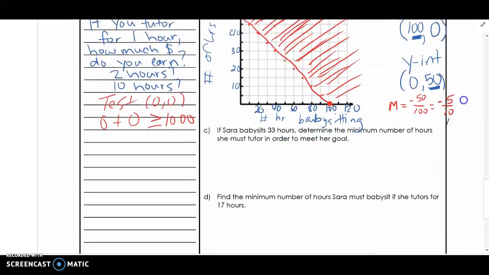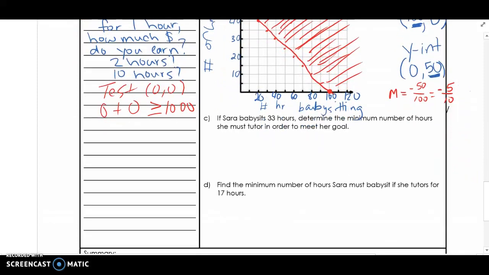Using the graph or the inequality, we can answer questions C and D. If Sarah babysits 33 hours, so remember babysit was x, so here we would be saying that if x equals 33, then what must y equal, or what must y at least be in order to meet her goal? So if I substitute that into the inequality, 10 times 33 plus 20y is greater than or equal to 1,000.